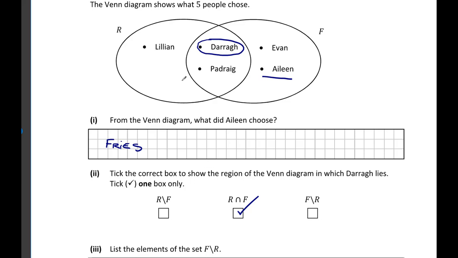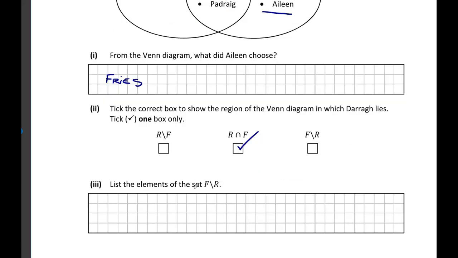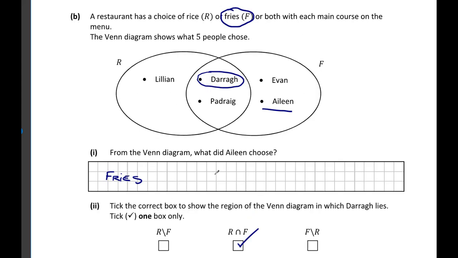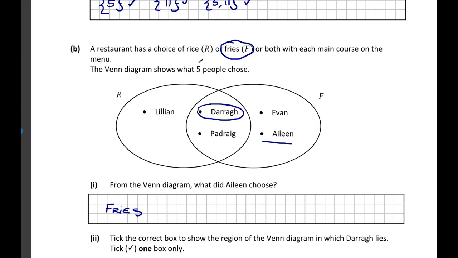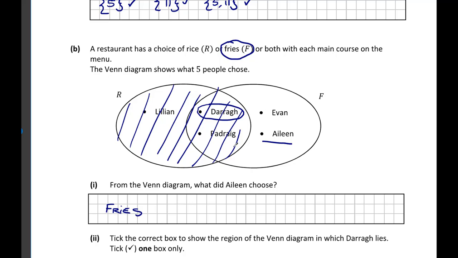So who chose fries but not rice? Let's have a look. So these guys chose fries. These guys chose fries and rice, and Lillian didn't choose fries at all. So these are not included. So it's just Evan and Aileen.